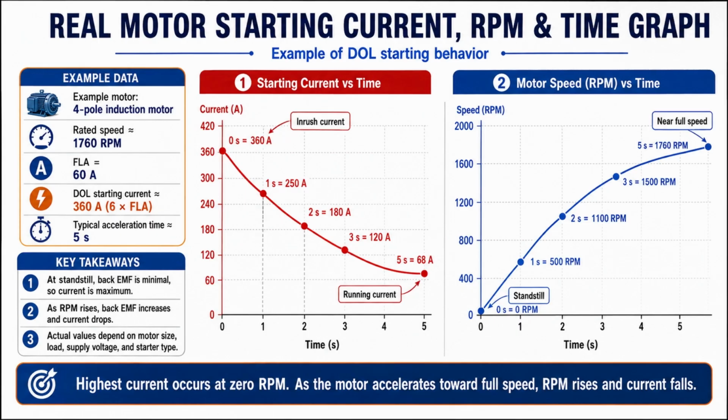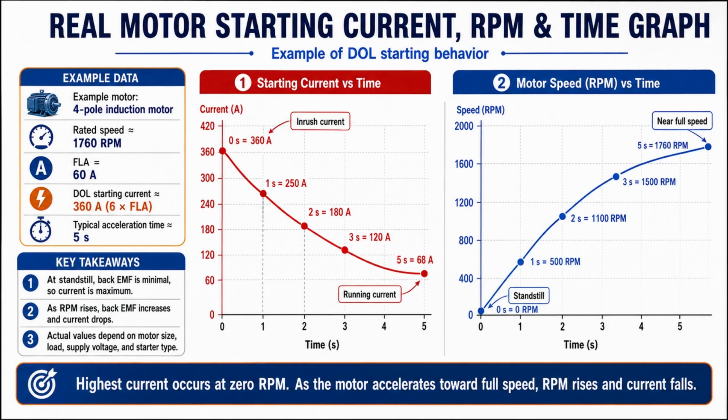At the very beginning, motor speed is 0 RPM, and the current is at its highest level. As time passes, the rotor accelerates and RPM begins to increase. At the same time, the motor current starts to come down. So during a normal healthy start, we can clearly see this relationship. RPM goes up while current comes down.